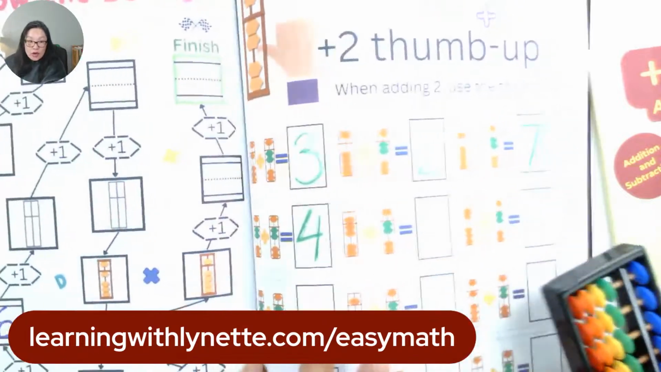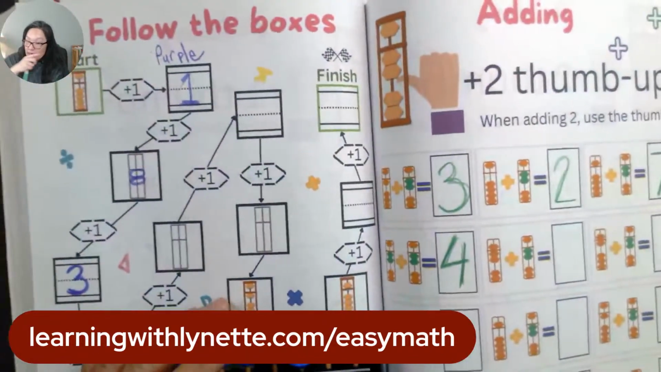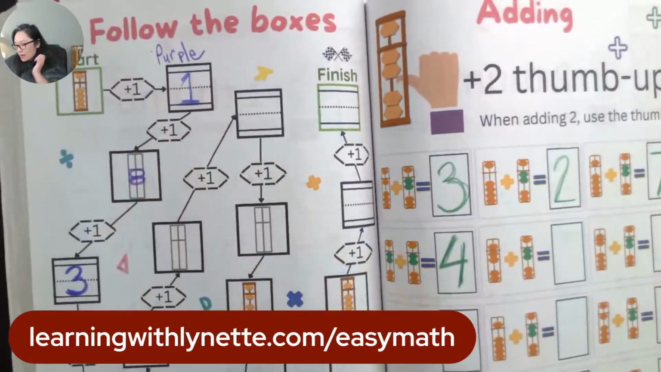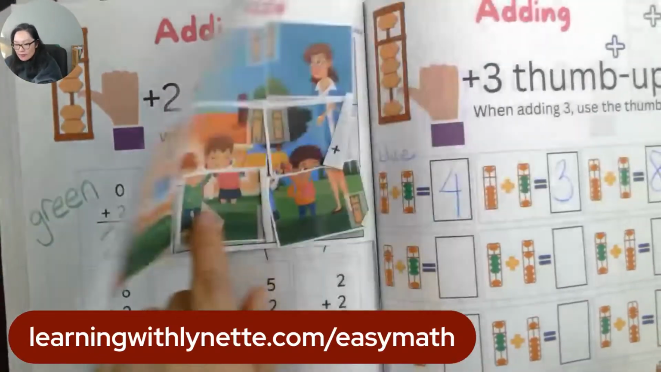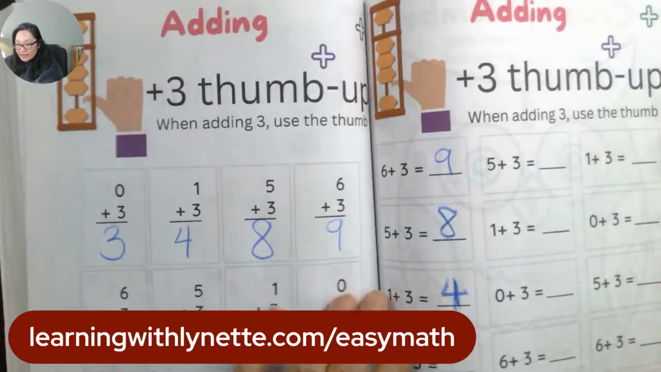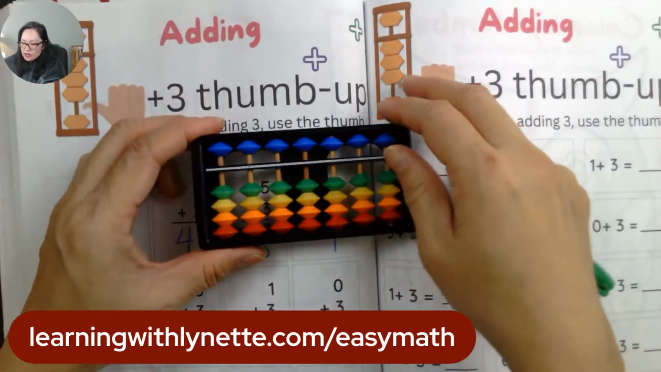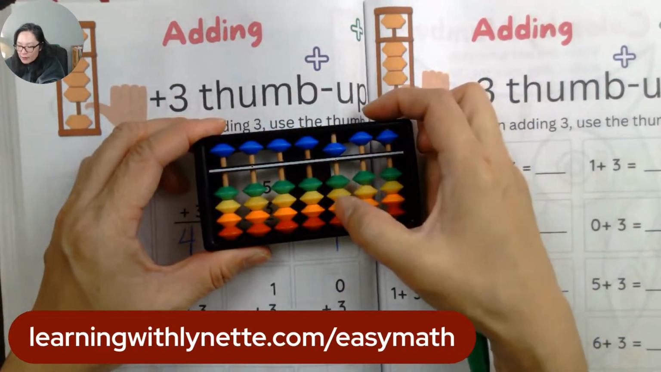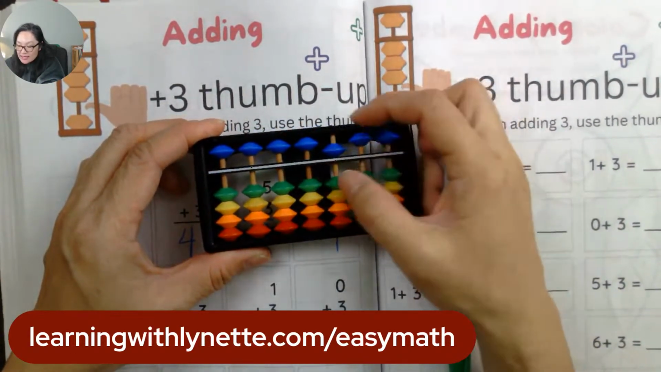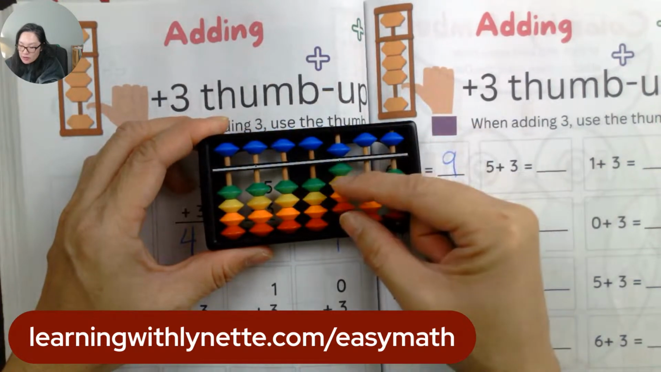And then it goes into 2. I do have other activities to make it more engaging. So this one is follow the boxes, and then I have a puzzle that I already made. And then I have a plus 3. For plus 3, there are not too many questions. So if I have 5, I want to add 3, right? If I have 6, I want to add 3. I want to add 3 beads. These are the 3 beads.